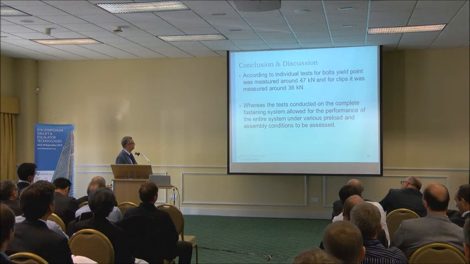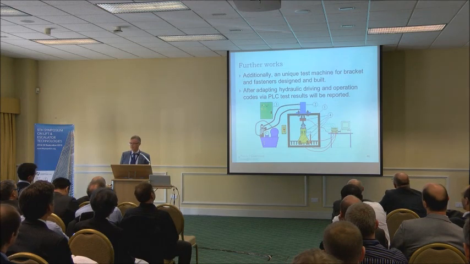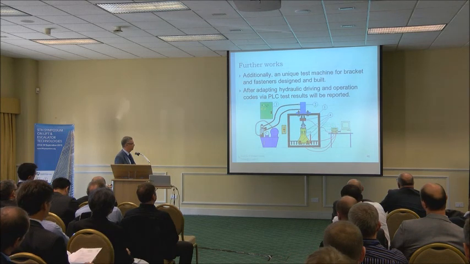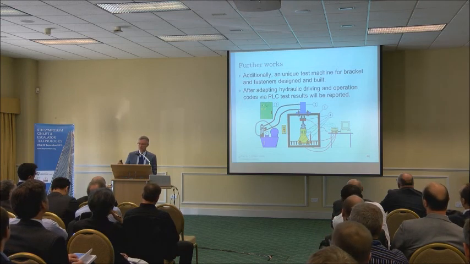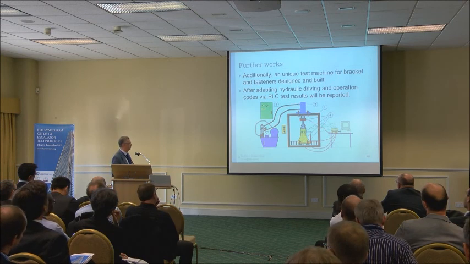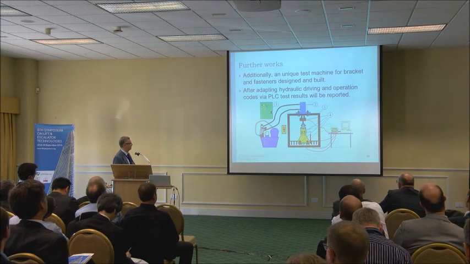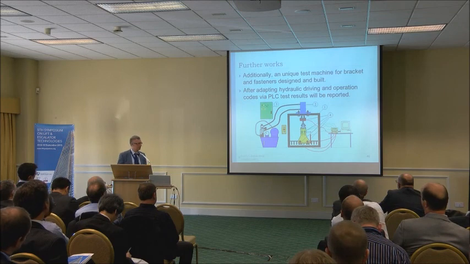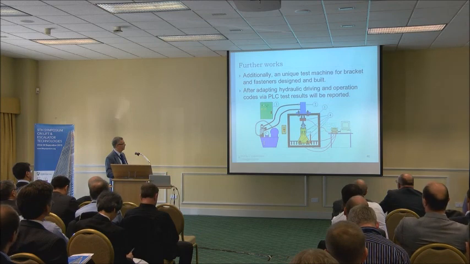Well, then we wish to build our own test machine. This is the test machine for the brackets. So we have managed to collect the data from bolts and the T-clips, but nothing about the brackets. So we tried to build this one. This is a hydraulic actuator. It shows us the force acting on the guide rail. We fixed the guide rail here.